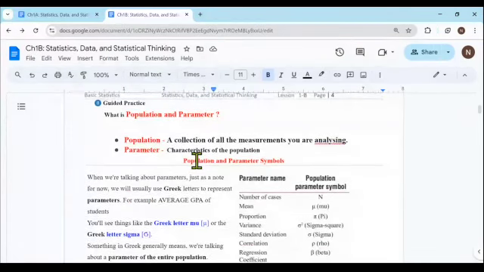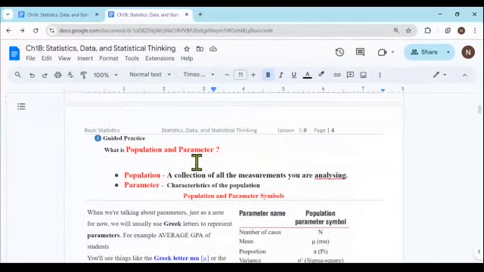Now let's go for the guided practice. Now we're going to start the lesson. Guided practice. What is population and parameter? The definition for this: population is a collection of all measurements you are analyzing. Parameter is a characteristic of the population.